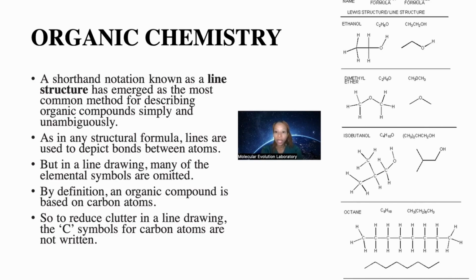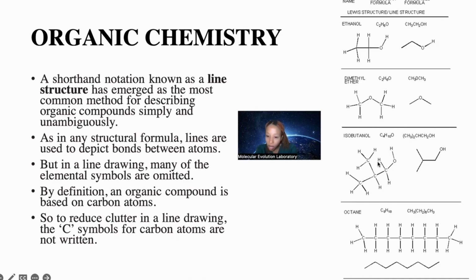So in this case, sometimes you will see that the carbon backbone is omitted in a lot of cases in the line formula. To reduce clutter in the line drawing, the C symbol of carbon is not written. As you can see here, we have a different organic compound, ethanol, C2H6O. Here we can see that all the carbon and hydrogen are removed, so you can basically just fill in the blank. The oxygen atom is not omitted in this case.